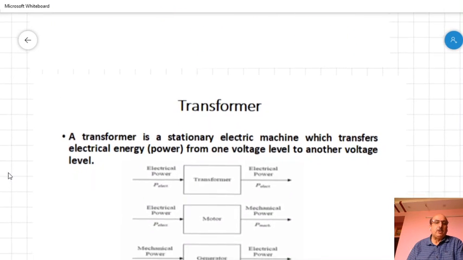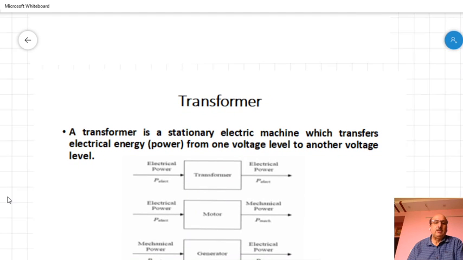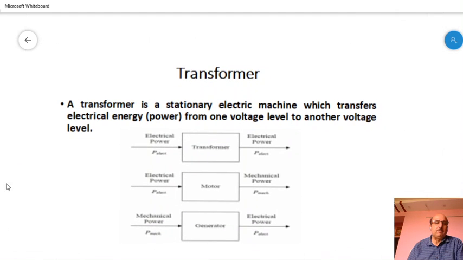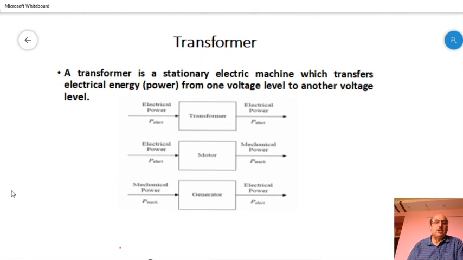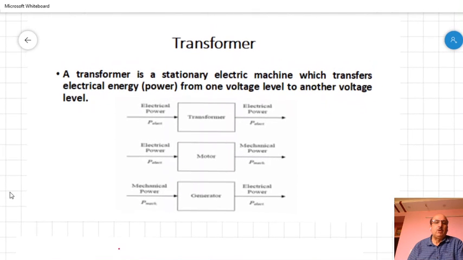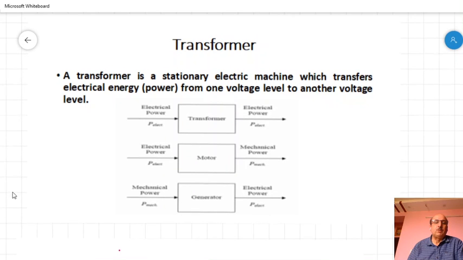A transformer is a stationary electric machine which transfers electric energy power from one voltage level to another voltage level.